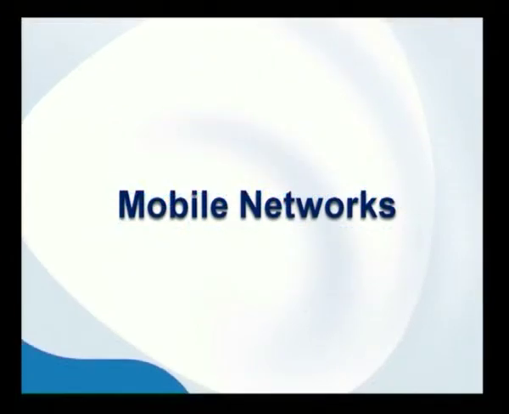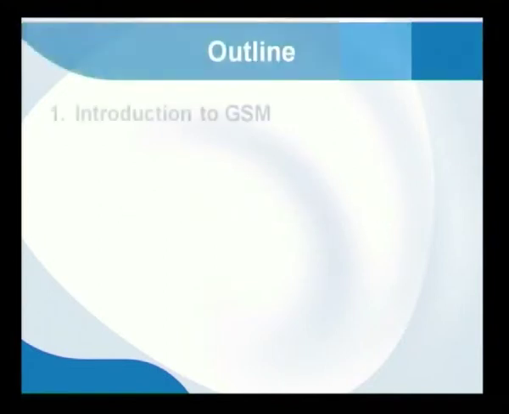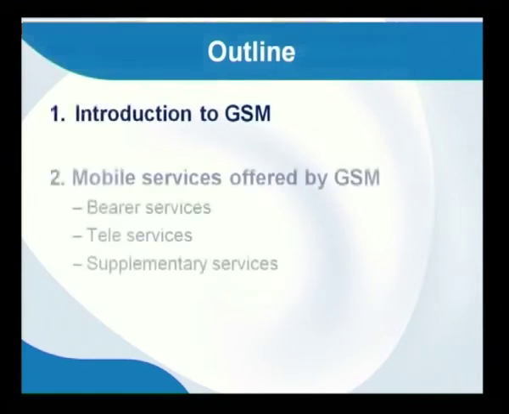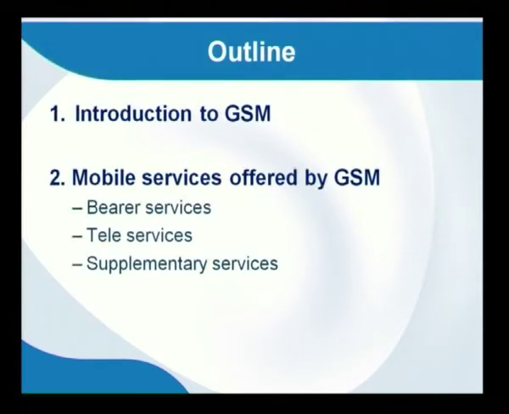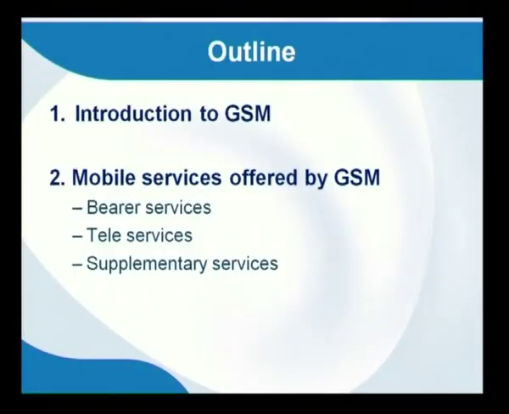So, the first unit is about the mobile networks. The outline of the lecture series 1 is introduction to GSM and mobile services offered by the GSM. Basically, the GSM has replaced the first generation analog systems. So, how the systems are replaced and why should we found this GSM network? All the things we are going to learn in the subsequent chapters. The mobile services offered by the GSM have 3 classifications: bearer services, tele services, and supplementary services.